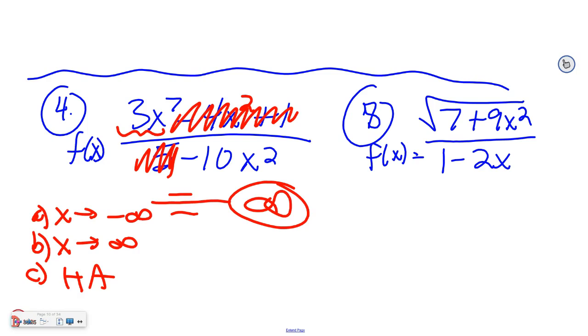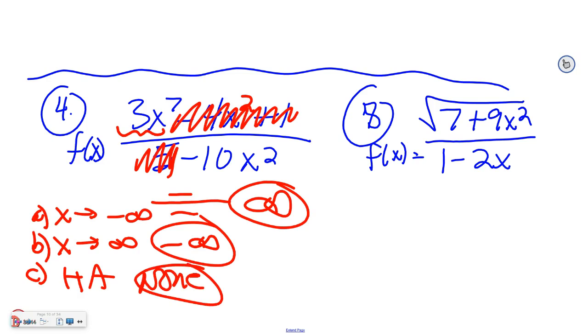So the next one for letter B of number 4, you're supposed to approach positive infinity. Well, what does that mean? The top is going to be positive, right? But this is going to be what? Negative. That one's going to go to negative infinity. So you do need to have a little bit of thought. Horizontal asymptotes for number 4, there aren't any. So you just go ahead and write none. It's unbound on both sides. If you were to graph it, you'll see it heading like this, like straight up and straight down.